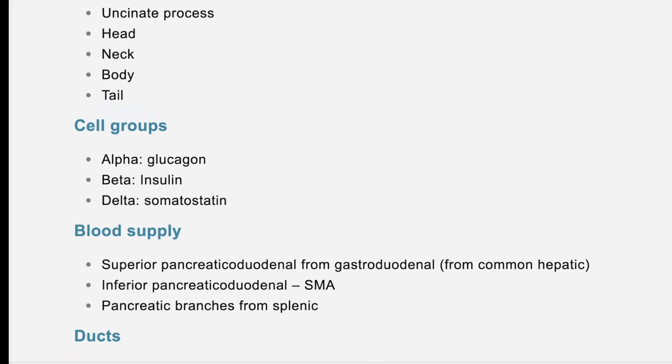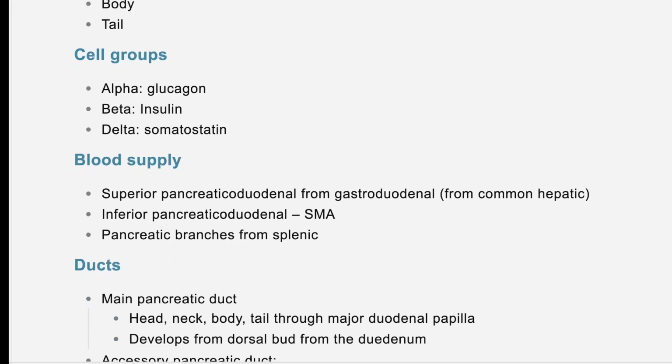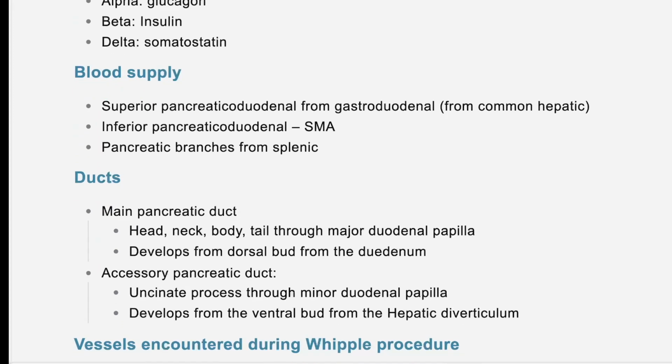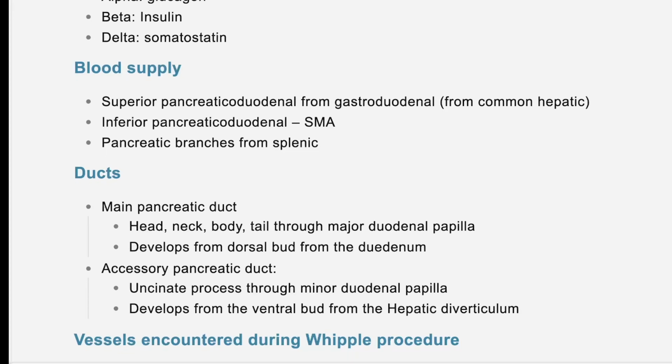The major duct drains the head, neck, body, and tail. The minor duct drains the uncinate process and the lower part of the head. We'll talk about the development later on. The vessels encountered during Whipple's procedure are the abdominal aorta, superior mesenteric artery, and the pancreaticoduodenal arteries. We also have veins: the superior mesenteric vein, the splenic vein, and then the portal vein, in addition to the left renal vein as well.